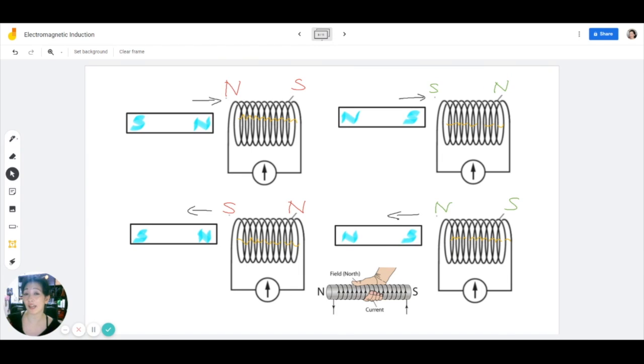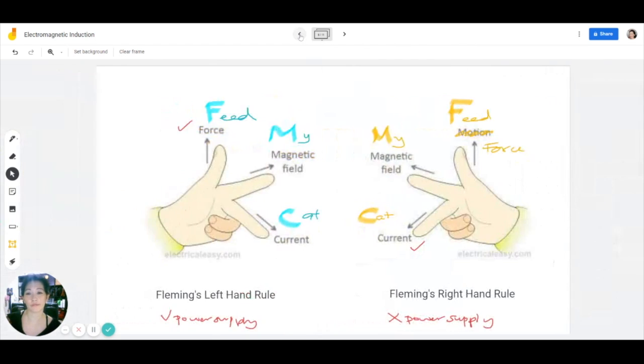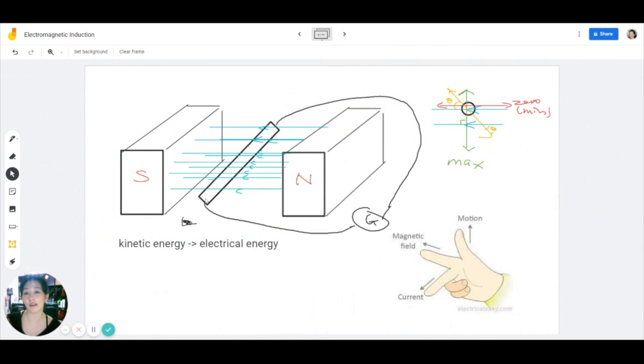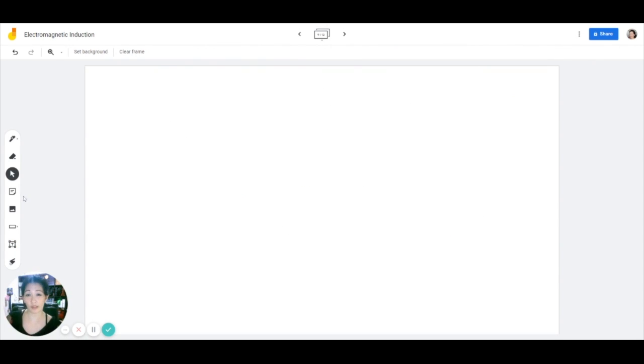So what we've just learned are two different setups to induce electromotive force. You can move the bar magnet in and out of the solenoid, or you can move the wire across the magnetic field of the permanent magnet. So in general, when we talk about the process of inducing current, remember this. The first step is the cutting of the magnetic fields by the conductor.